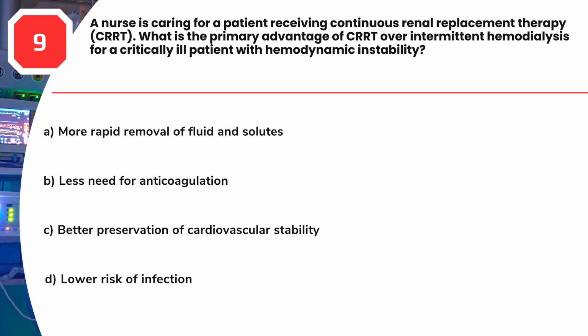Question 9. A nurse is caring for a patient receiving continuous renal replacement therapy, CRRT. What is the primary advantage of CRRT over intermittent hemodialysis for a critically ill patient with hemodynamic instability? A. More rapid removal of fluid and solutes. B. Less need for anticoagulation. C. Better preservation of cardiovascular stability. D. Lower risk of infection.